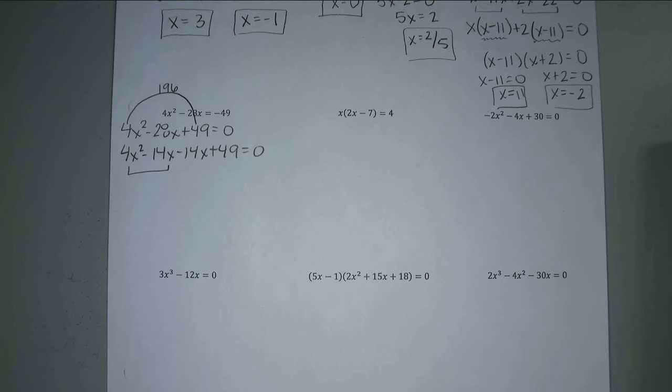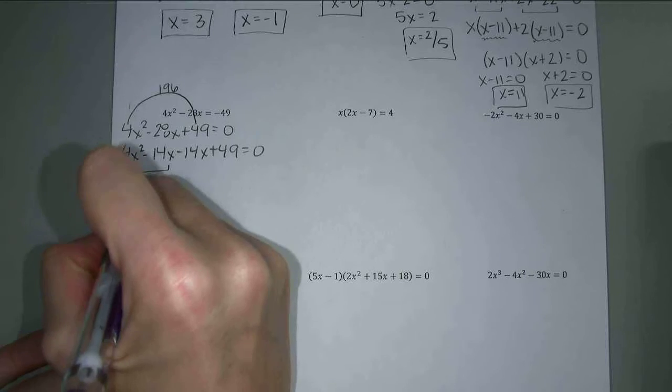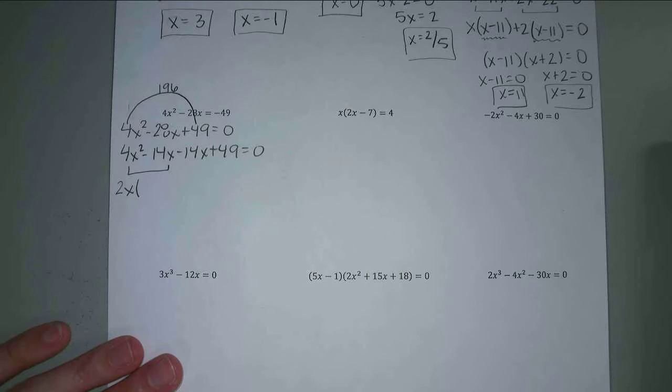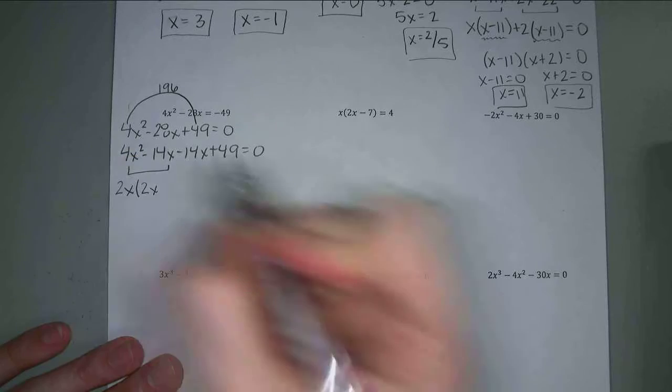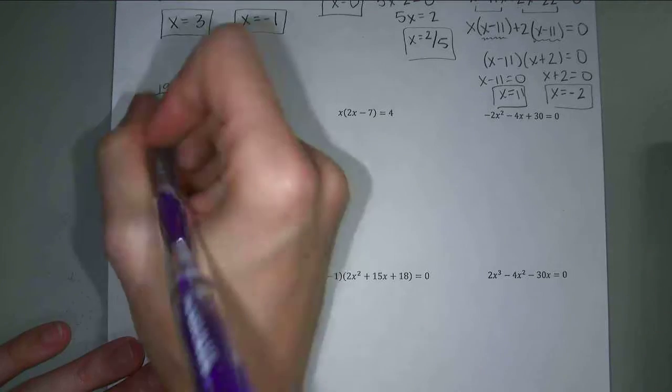All right, looking at these first two terms, what can you take out of 4 and 14? You could take out a 2 and an x, right? Because the 2 will come out of 4 and 14. So we'll do a 2 and an x. And remember, when you're factoring, you're just dividing. So what's 4 divided by 2? 2. What's 14 divided by 2? 7.